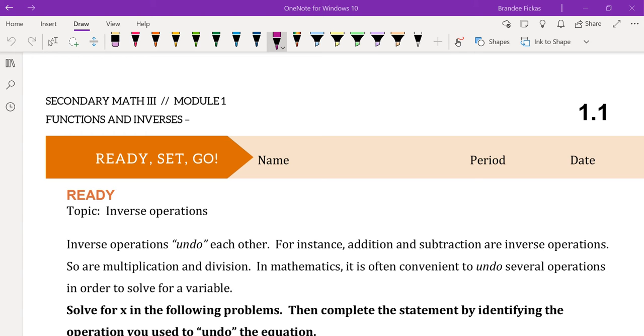Hello you guys, so we have our first homework video of the year for 1.1, and for this homework you guys are just going to be doing the ready and the go. So I'm going to get you started on each of these parts of the homework, and if you have any other questions, please come in morning, lunch, after school to get any extra help that you need.